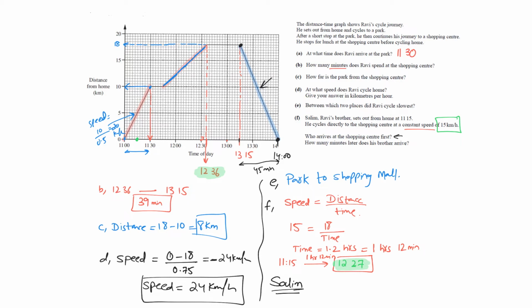And in the later part you are being asked how many minutes later does his brother arrive. So you take the difference of 12:27 and 12:36. It's a difference of 9 minutes. So this was an example question on distance time graph.